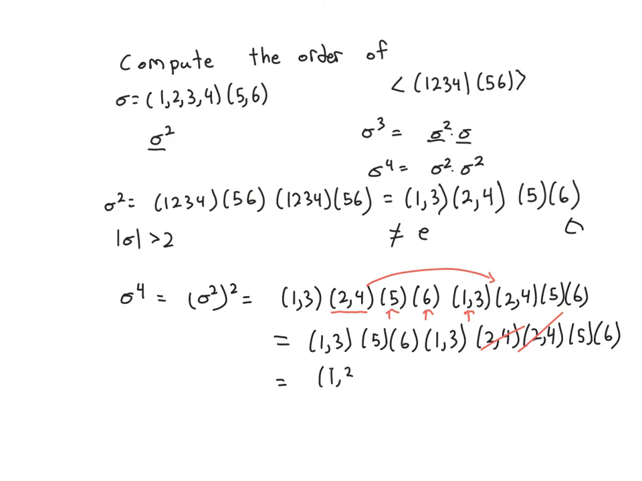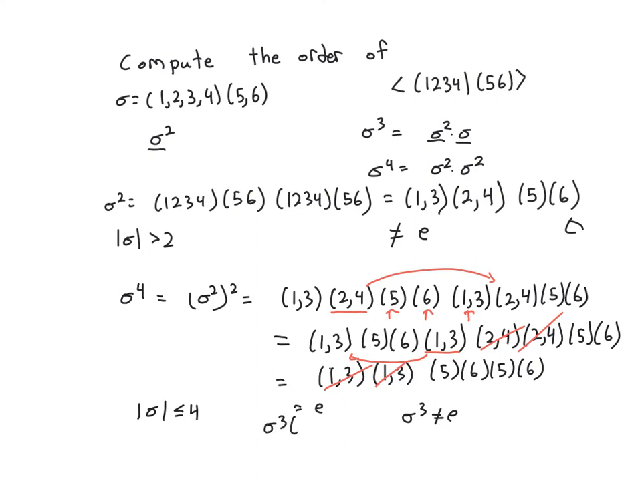Similarly, I can move the 1 3 past the 5 6, so I can get the 1 3s next to each other. And they're also going to cancel, and lo and behold, that's the identity element. So that tells me that the order is at most 4. So all I really need to check then is that sigma cubed is not the identity. And all I need to do there is to just point out what happens to sigma cubed of, say, 1.